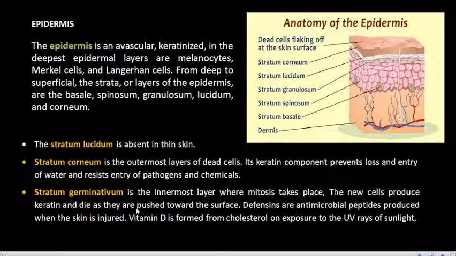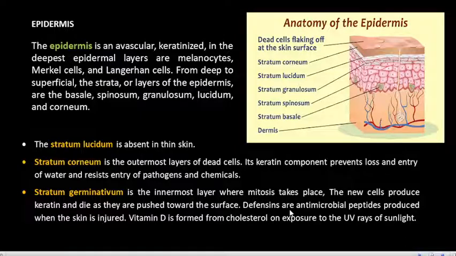So, the new cells produced in the stratum germinativum, they produce keratin and they die as they are pushed toward the surface. So, kapag bata pa sila, coming from the bottom or the lowest part, new cells are produced. They produce keratin. After that, they die and they are pushed to the surface. So, ang skin natin, class, is always changing. Okay? Every day, may mga bagong skin cells na napoproduce.